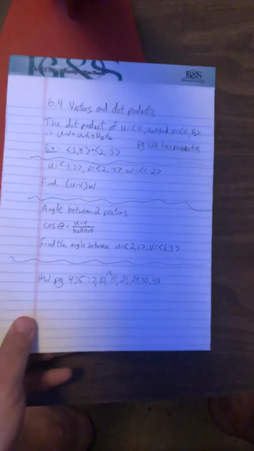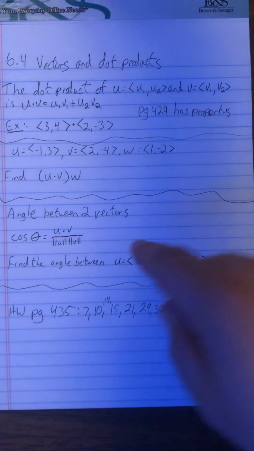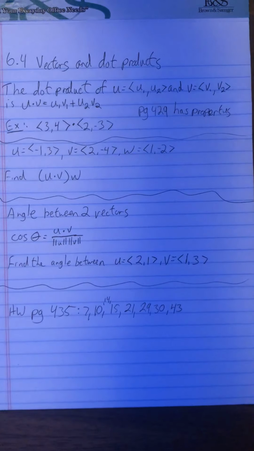Next up, one of the main reasons why we're doing this: why do they have vectors in with the trigonometry stuff? Well, if you look right here, we can use this to find the angle between two vectors.